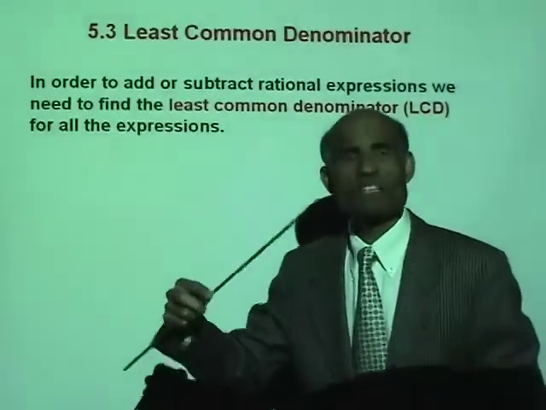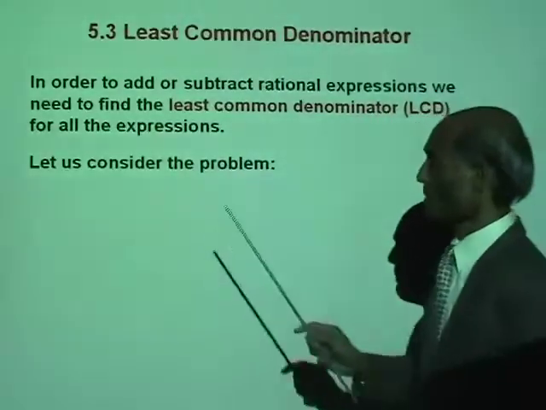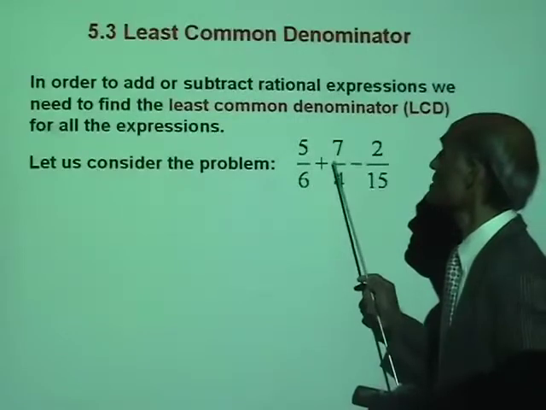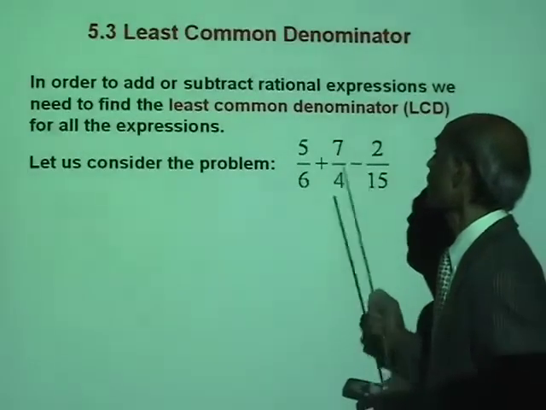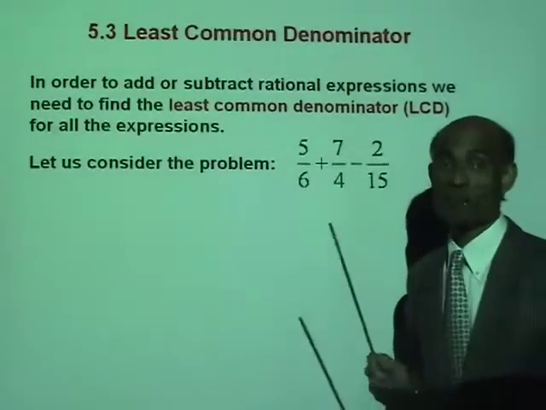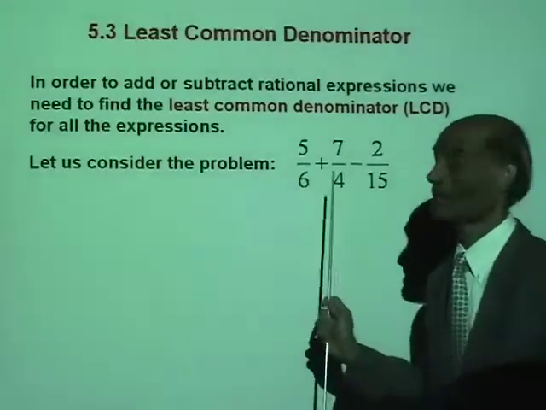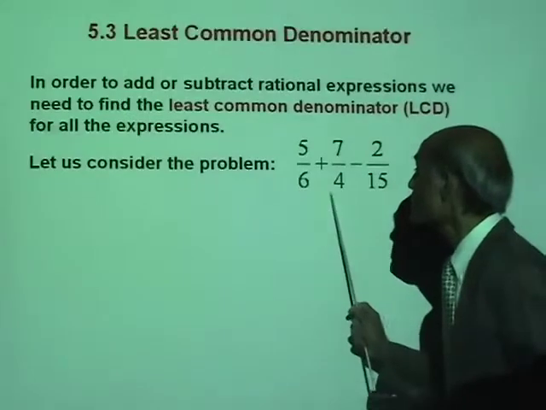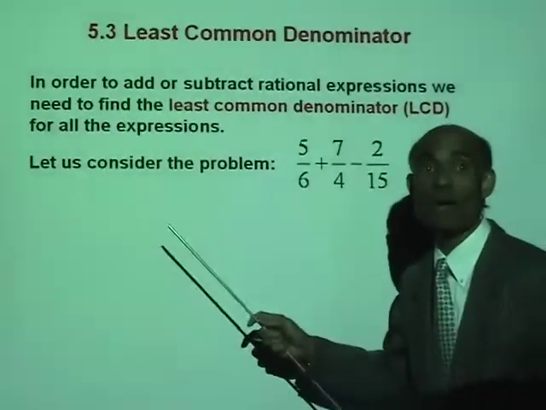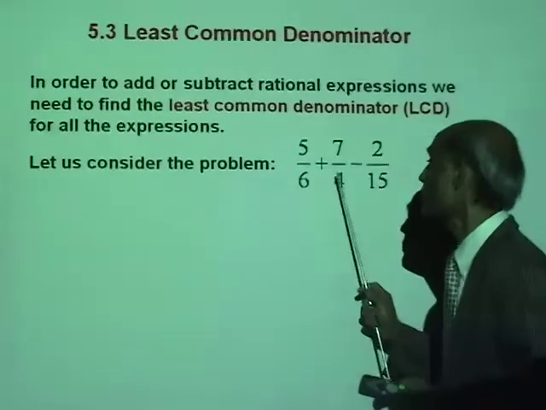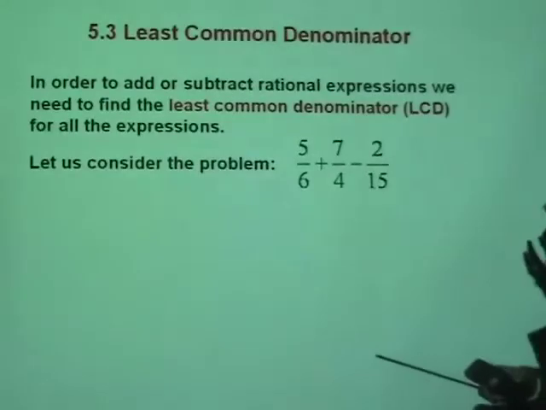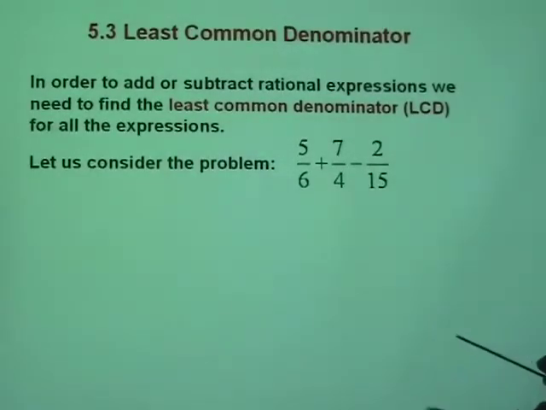Now, let's refresh our memory on this. For example, let's consider the problem 5 over 6 plus 7 over 4 minus 2 over 15. I'm sure you remember how to do this. First of all, we need to obtain the LCD, the lowest common denominator of 6, 4 and 15. Can you tell me how to find the LCD of these numbers?